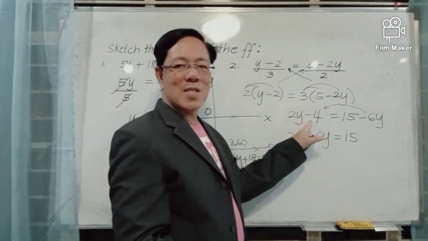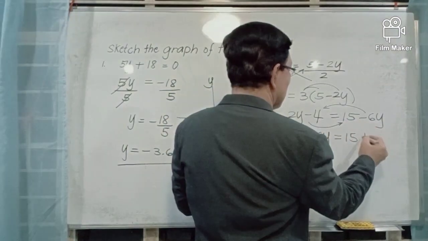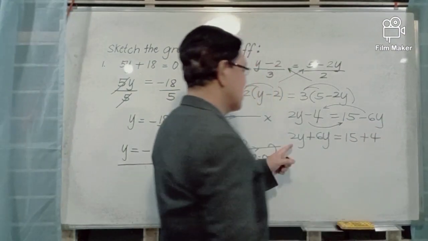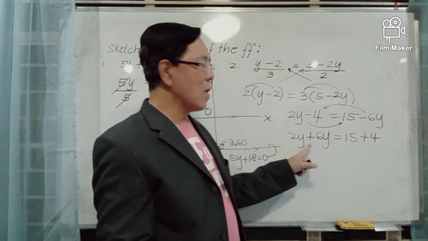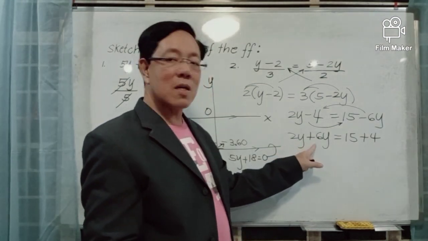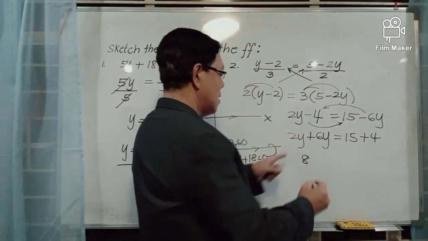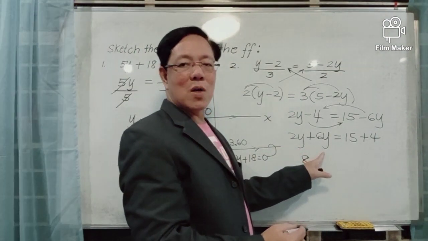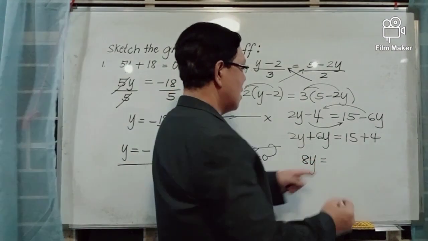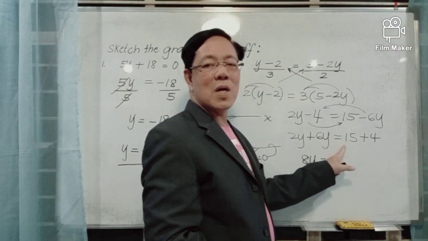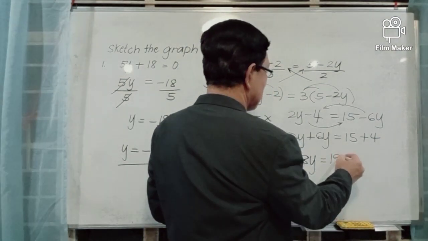Negative 4 we transpose to the right, and we get positive 4. We combine like terms at the left side of the equation. 2y plus 6y, we add the numerical coefficients. 2 plus 6 is 8. And we copy the common literal coefficient y. At the right hand side, we have the sum of 15 plus 4, which gives us 19.